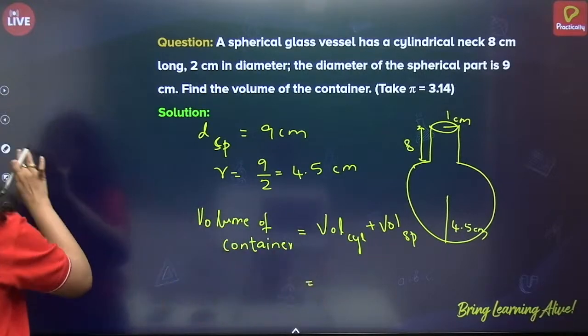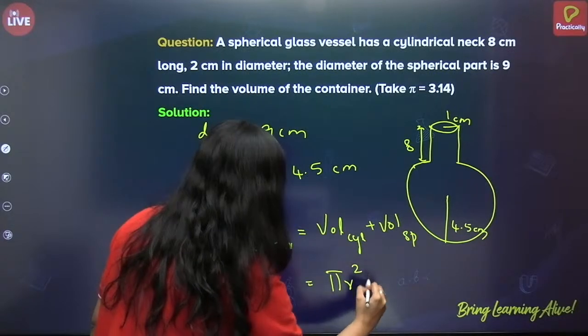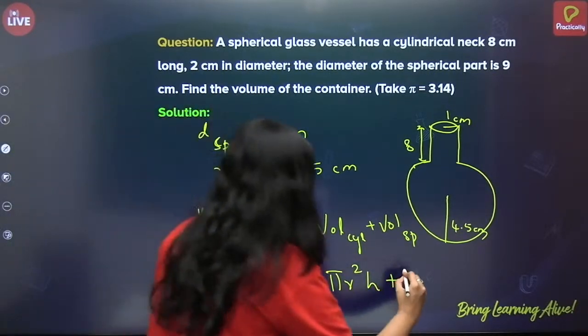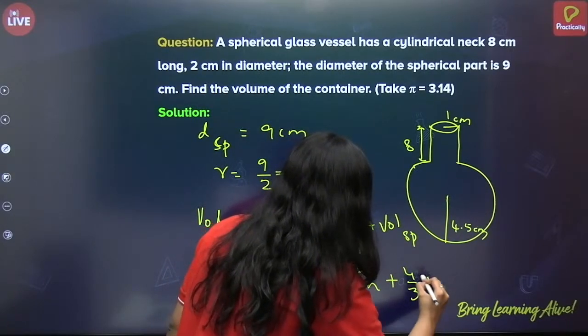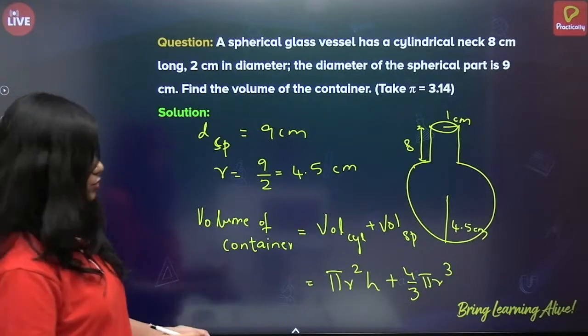Okay. What is the volume of a cylinder? Pi r square h. And what is the volume of a sphere? 4 by 3 pi r cube. Now let us substitute the values.